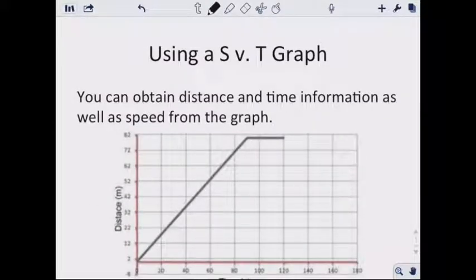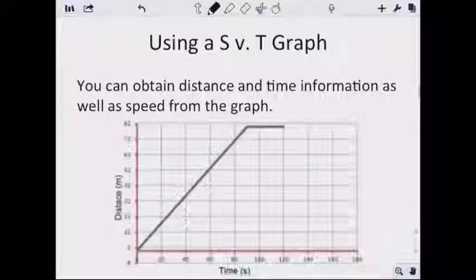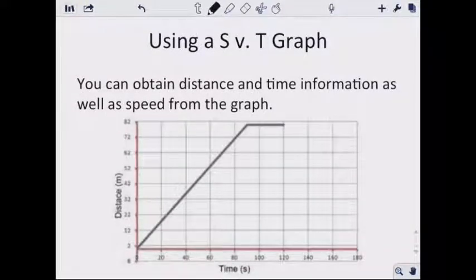So, using a speed versus time graph. And so when we're looking at this, you can obtain distance and time information as well as speed from this graph. And this is our distance versus time graph. And so we can look at all the different things. If we want to read it, we can find distance, we can find time, and if we calculate the slope, we can also find the speed.